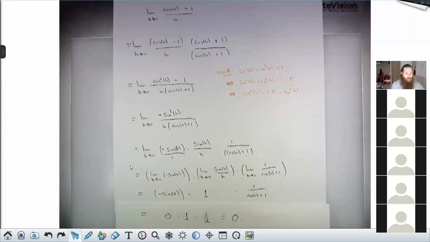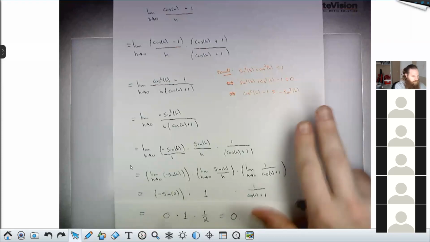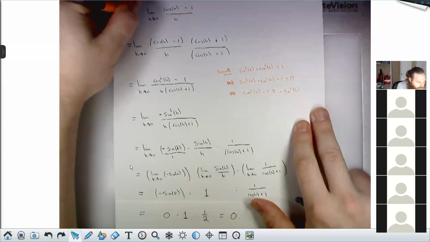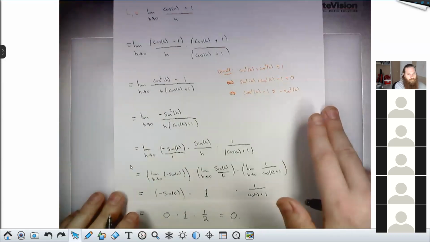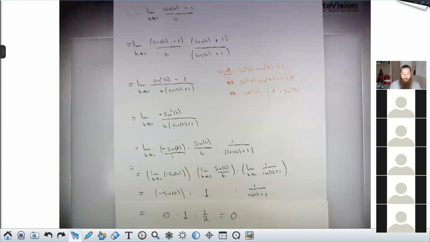So L1 is 0, right? This was the limit we called L1. And L2 is 1, which means that the derivative of the sine function is the cosine function. I know that this last piece is 1/2 because the cosine of 0 here is 1. So I have 1 over 1 plus 1. 1 plus 1 is 2. So that's 1 over 2, or 1/2.